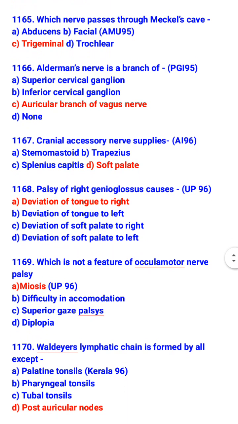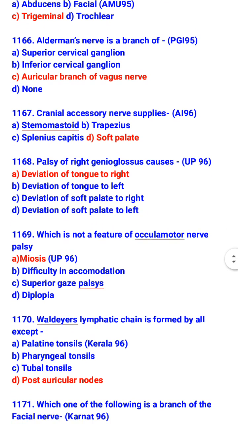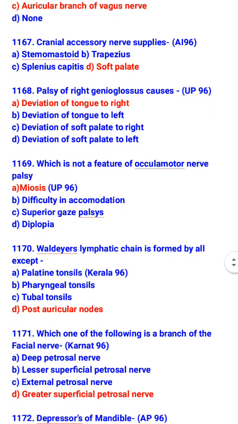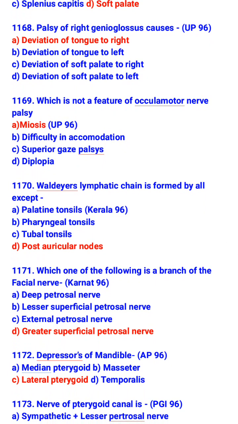Palsy of right genioglossus causes deviation of tongue to right, which is not a feature of oculomotor nerve palsy. Meiosis is not a feature of oculomotor nerve palsy. What are the features? Difficulty in accommodation, superior gaze palsy, and diplopia. Waldeyer's lymphatic chain is formed by all except postauricular nodes. So it is formed by palatine tonsil, pharyngeal tonsil, and tubal tonsil.